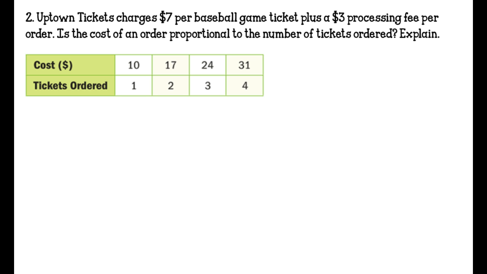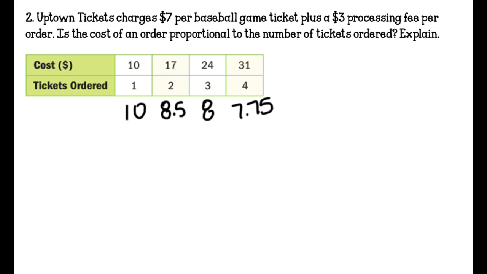Uptown Tickets charges $7 per baseball game ticket plus a $3 processing fee per order. Is the cost of an order proportional to the number of tickets ordered? Explain. So you're going to take the cost divided by the ticket order, and that's 10 divided by 1 is 10. Then you're going to take 17 divided by 2, and that's 8.5. We can already see that it is not going to be proportional. We're going to go ahead and finish it out though. 24 divided by 3 is 8, and 31 divided by 4 is 7 and 75/100ths.